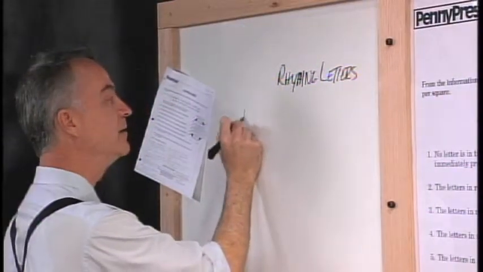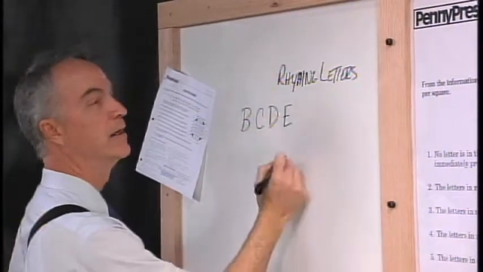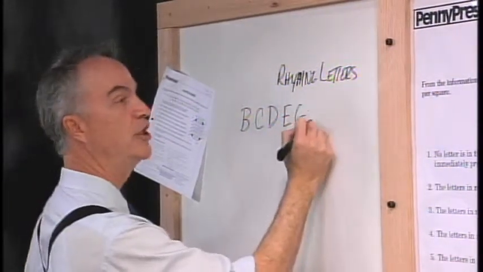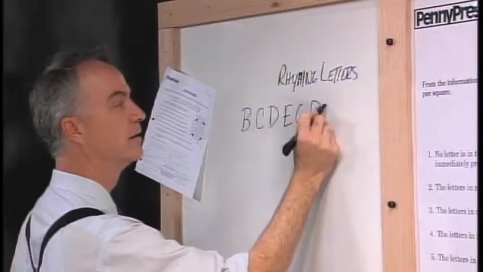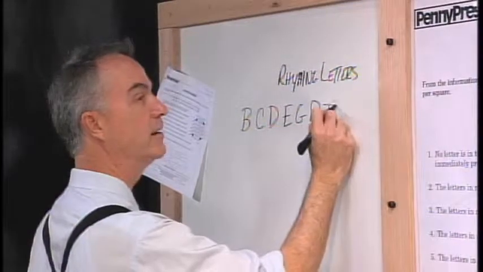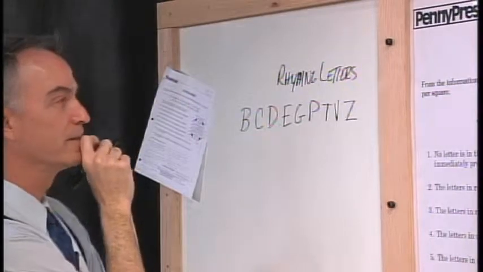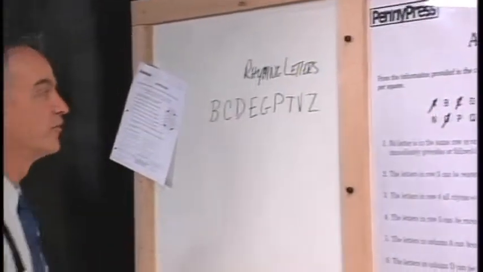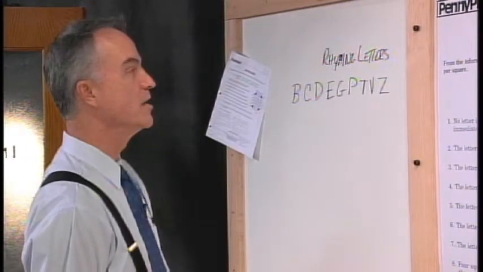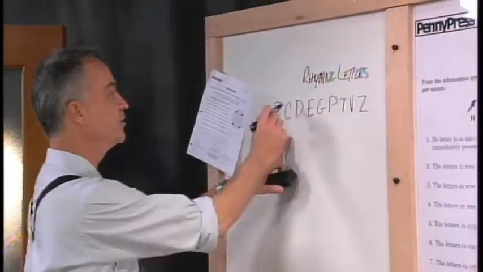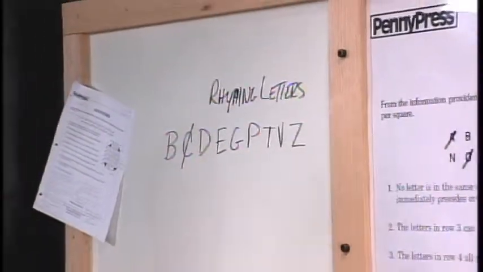We've got B, C, D, E, G, P, T, V, Z. Have I missed anything? Let me take another look. I think I've got them all. Very good. Now, of those letters, we've already used some of them. We've already used C. That appears to be the only one that we've used so far.